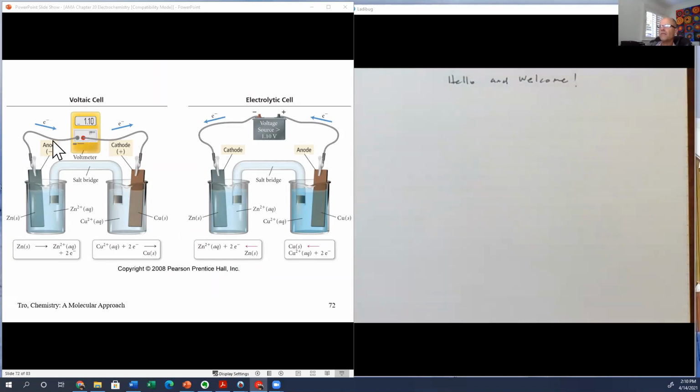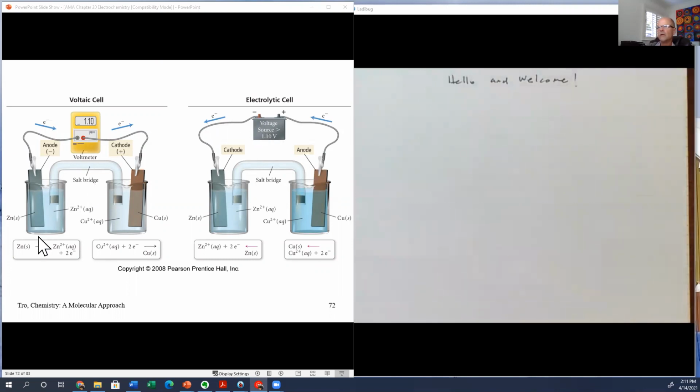If we, instead of allowing this to run in the forward direction and hooking up a voltmeter here or a light bulb or whatever else we want, we put in a voltage source that is greater than 1.10 volts, and we hook it up such that the negative side is over here and the positive side is over here, then what happens is that forces electrons to run in the reverse direction, okay? So electrons run from the negative terminal to the zinc, and are attracted to the positive terminal of the battery.